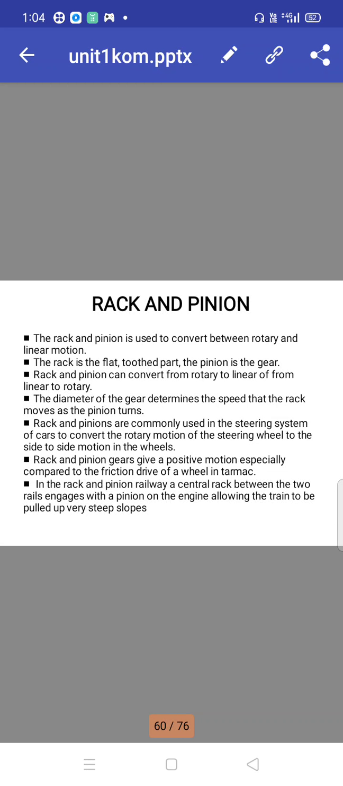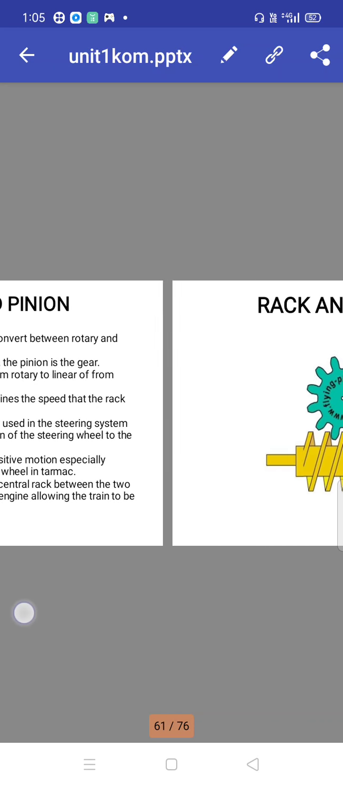The rack and pinion is commonly used in the steering system of a car to convert the rotary motion of the steering wheel to side motion in the wheels. Rack and pinion gears give a positive motion, especially compared to friction drive of a wheel on tarmac. In a rack and pinion railway, a central track between the two rails engages with the pinion on the engine, allowing the train to be pulled up very steep slopes.